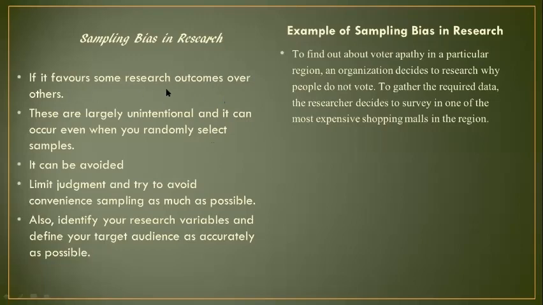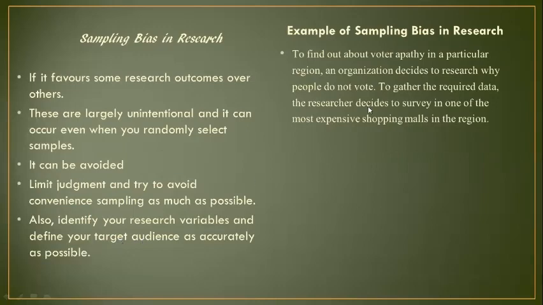If it favors some research outcomes over the others. But these biases are largely unintentional. You do not intentionally introduce these research biases, or when you randomly select samples. So does that mean that it cannot be avoided? Of course, it can be avoided. How? By limiting your judgment, trying to avoid convenience sampling, and also identifying your research variables, etc.